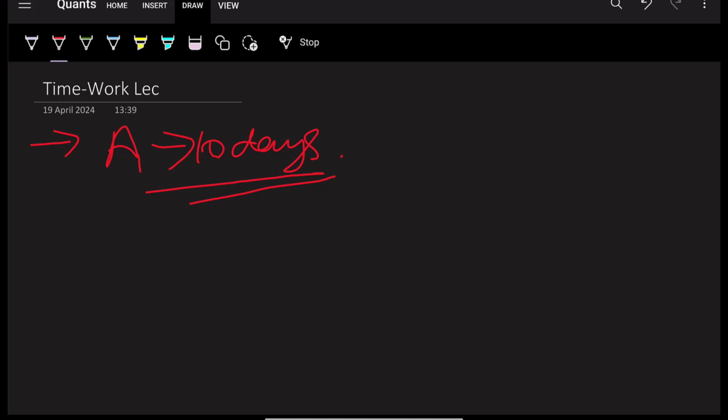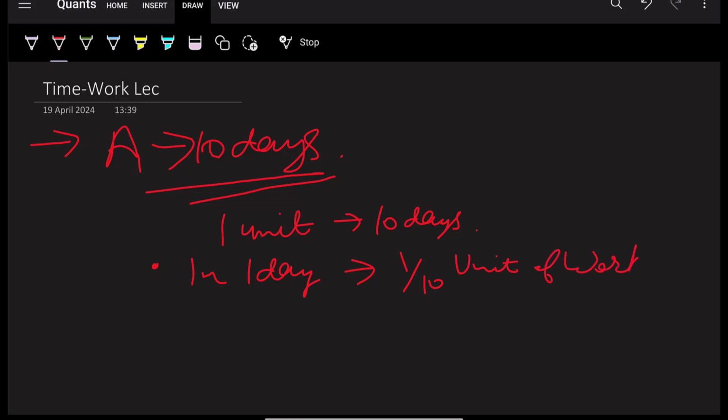Now we are understanding this concept because it is very helpful to solve questions which we will do in our further lecture. So if A is doing the complete whole work in 10 days, it means that 1 unit of work is completed in 10 days. So if I have to find out how much unit of work will be completed in one day, by the simple unitary method, I would say that in one day, 1 by 10 unit of work will be completed. So this 1 by 10 is the rate of doing work.